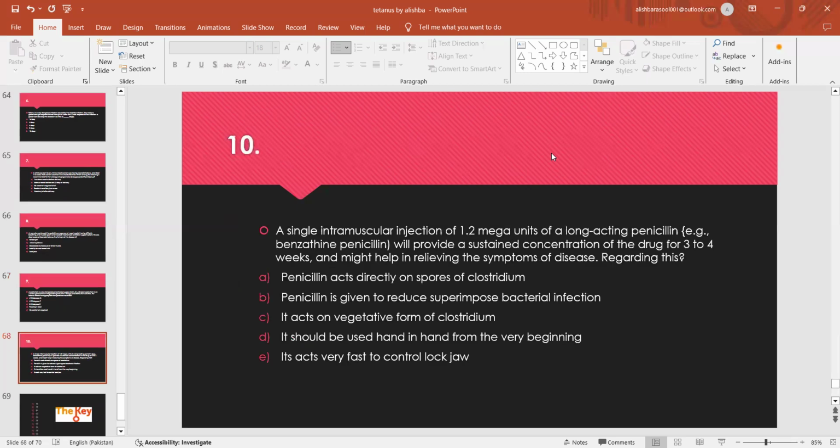It's A. A single intramuscular injection of 1.2 mega units of a long-acting penicillin will provide a sustained concentration of the drug for 3 to 4 weeks and might help in relieving the symptoms of disease. Regarding this, A. Penicillin acts directly on the spores of Clostridium. B. Penicillin is given to reduce the superimposed bacterial infection. C. It acts on the vegetative form. D. It should be used hand in hand from the very beginning. E. It acts very fast to control the lockjaw.